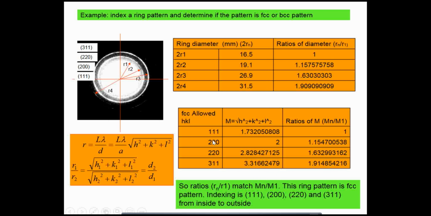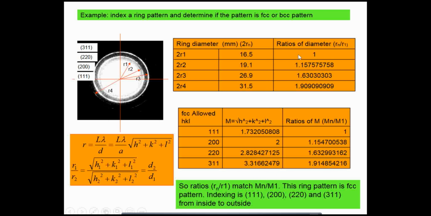Okay, so those numbers we have calculated. This under root h square plus k square value we have calculated, and then we have divided by this number itself. So 1 here, this number divided by this number, 2 here, this number divided by this number, and so on. So now you can see these ratios are similar to these ratios.